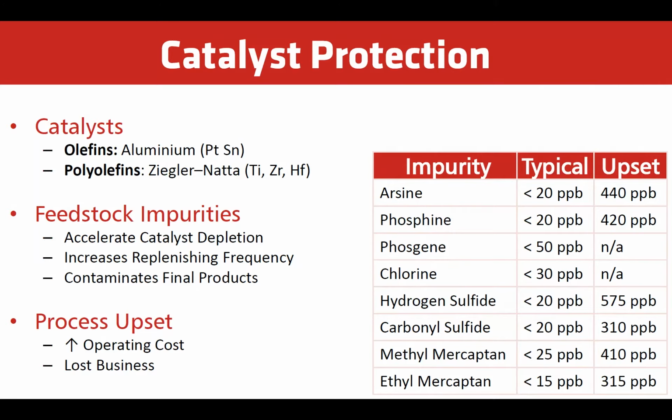Feedstock inevitably contains impurities such as arsine and phosphine. These impurities accelerate catalyst depletion, which increases the frequency of replenishing the catalysts. This drastically increases the plant operation costs, approaching $1 million. Impurities can also contaminate the final product, which risks losing business upwards of $1 million.